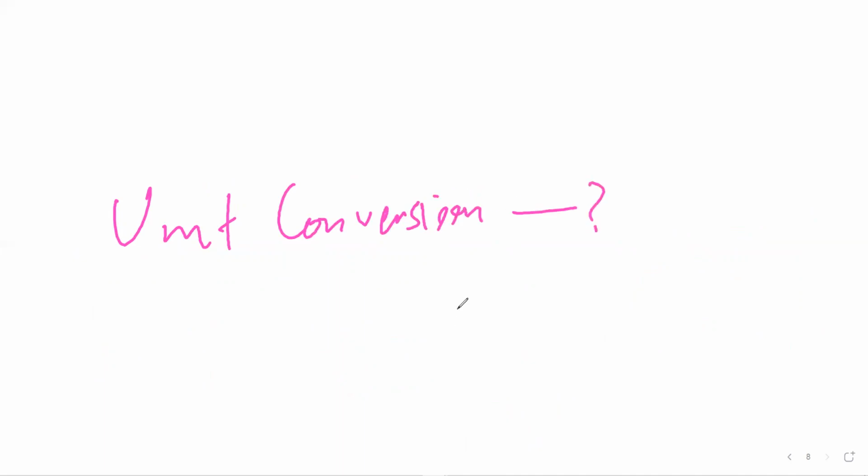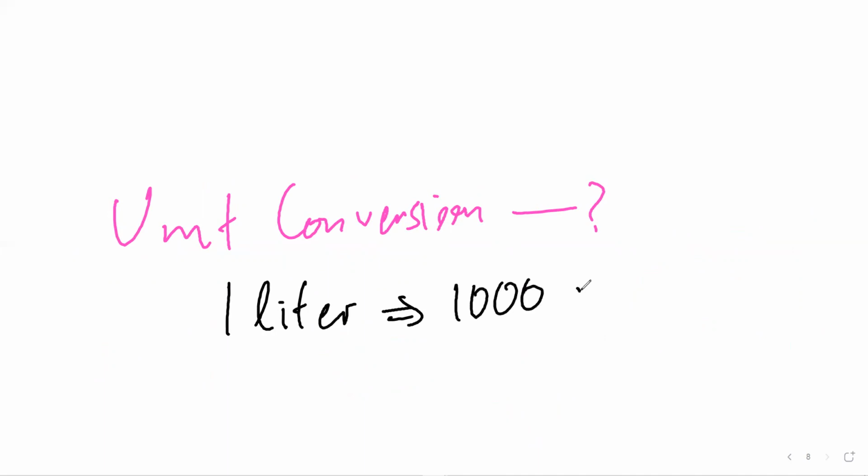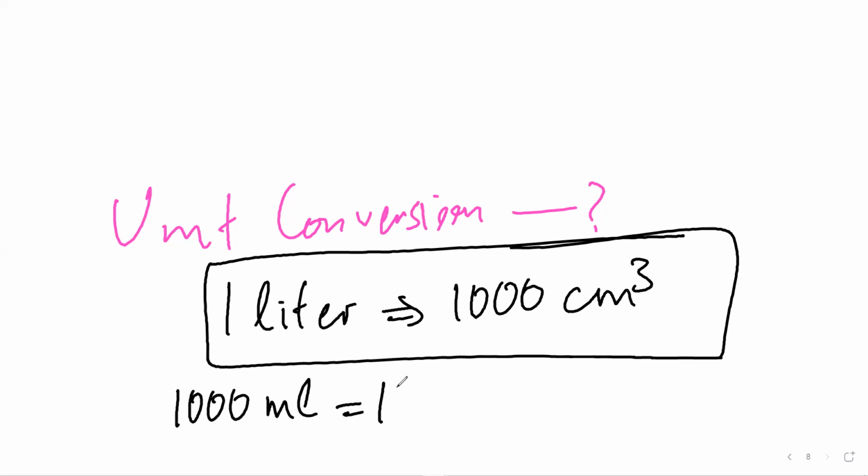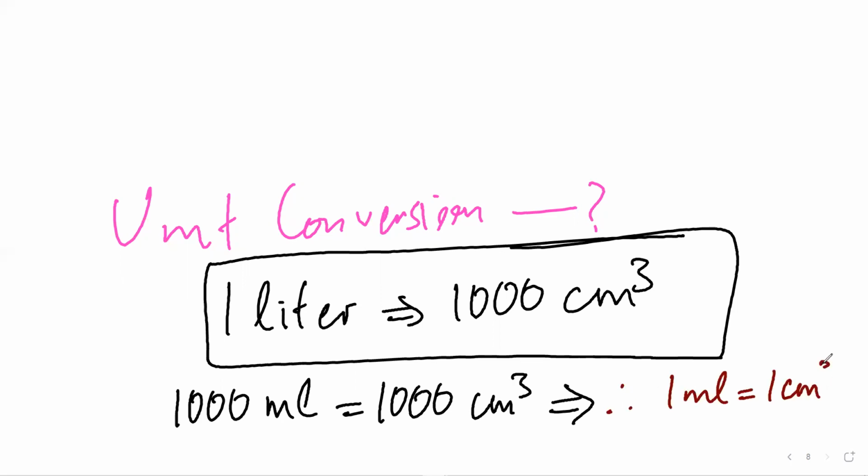The only thing you need to remember when you are converting the units is very simple: 1 liter is equal to 1000 centimeter cube. Mr. Araman, any doubt? No doubt, sir. Another very simple conversion is 1000 ml is equal to 1000 centimeter cube. You can note this down because if you have to convert, you will require this information. Therefore, 1 ml is equal to 1 centimeter cube. Any doubt?